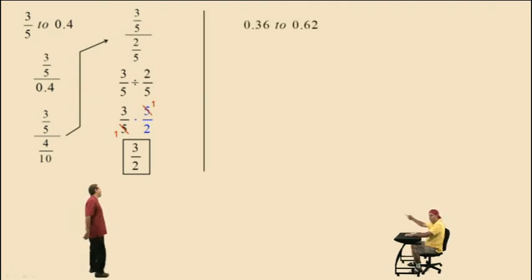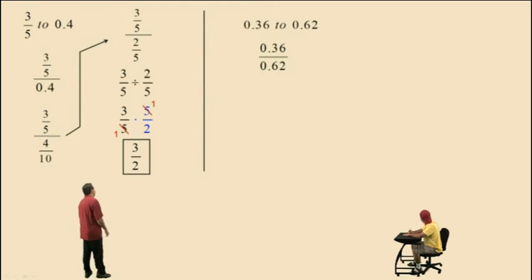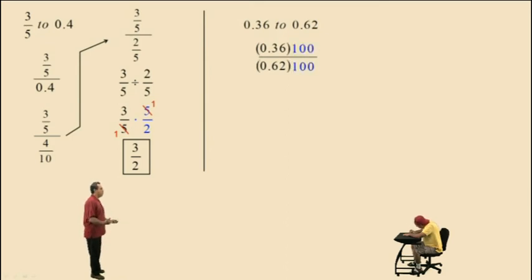Let's do another one. Here we go. Here's the ratio of 0.36 to 0.62. Let's write it as a fraction. Now let's clear those fractions, or clear those decimals, whatever you want to call it. If you have 0.36 over 0.62, the lowest common denominator is 100. And remember, when you multiply a decimal by 100, you're told to move the decimal two places to the right. That makes sense, because 36/100 times 100 is 36, and 62/100 times 100 is 62.